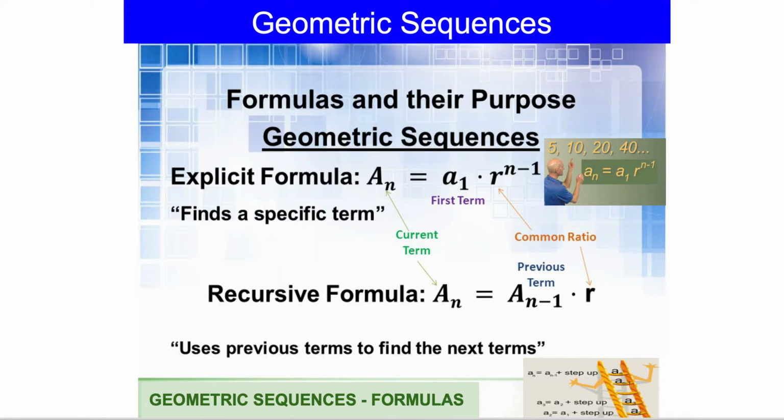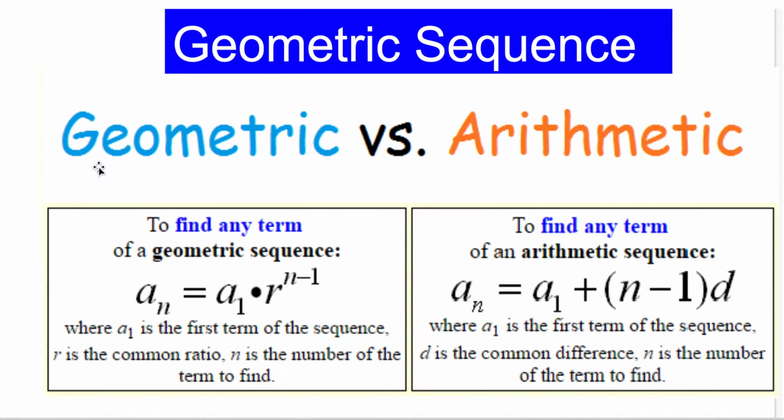Now let's make a little distinction between geometric sequences and arithmetic sequences. The explicit formula for geometric sequences is this one here: we have a first term times the common ratio to the exponent n minus 1. And the arithmetic formula is a_n is equal to the first term a_1 plus n minus 1 times d. This is the formula to find the terms in arithmetic sequences.